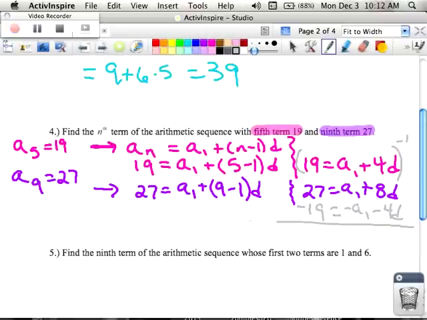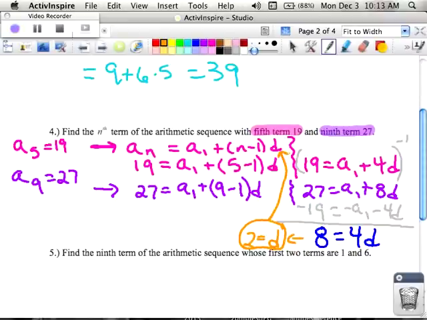And I can combine those two equations, and when I combine them, what I see is that I have 27 minus 19, which is 8, and 8d minus 4d, which is 4d. And all that did was tell me that my common difference is 2. So I did all that work to find d is 2, which now I know goes into the formula up here.